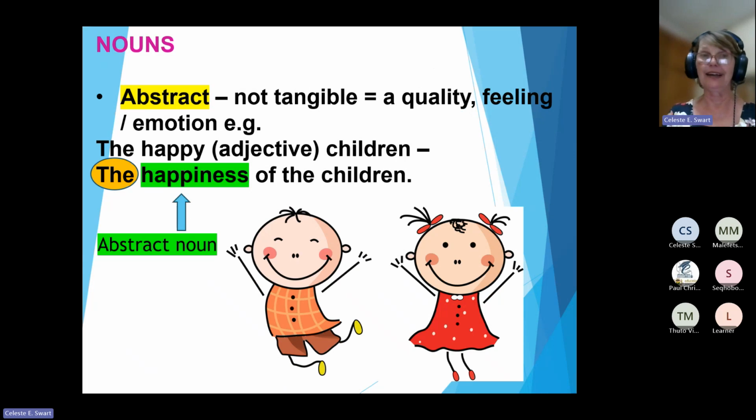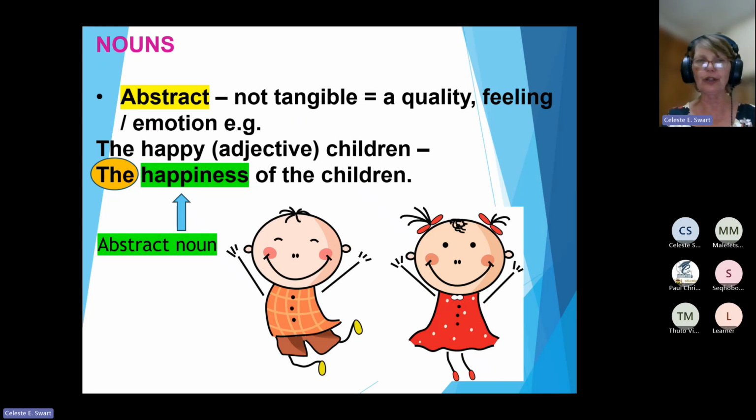Then we get down to something else that's quite interesting. Did you know that when we look at things like abstract nouns, abstract, you know what it means? It means it's something different. It's something you can't really put your finger on. So it's not tangible. I can't touch it. But it's a quality or a feeling I have or an emotion. If we look at the sentence, the happy children. Happy is an adjective. But how do we change the adjective into an abstract noun? Very simply like this.